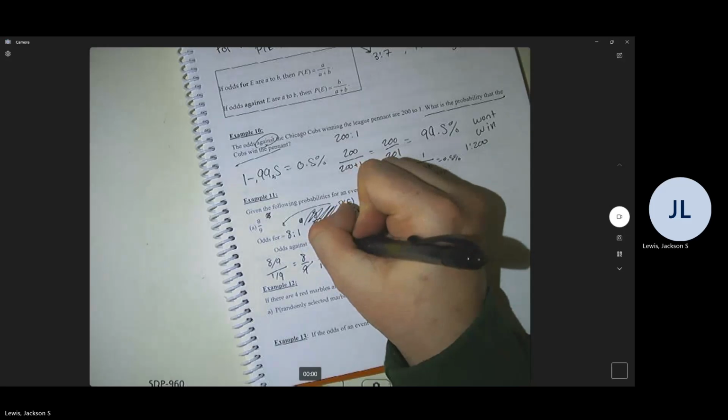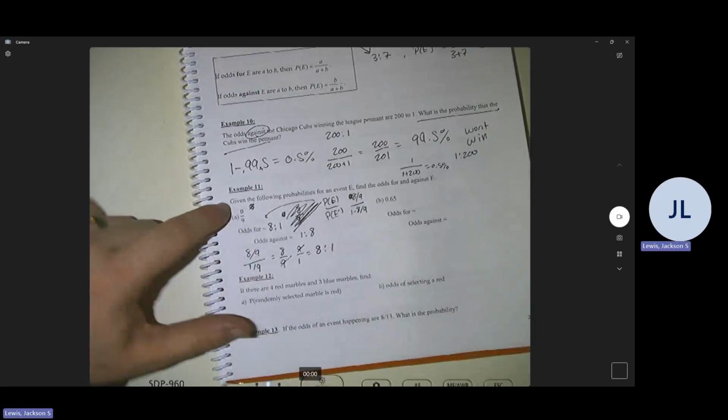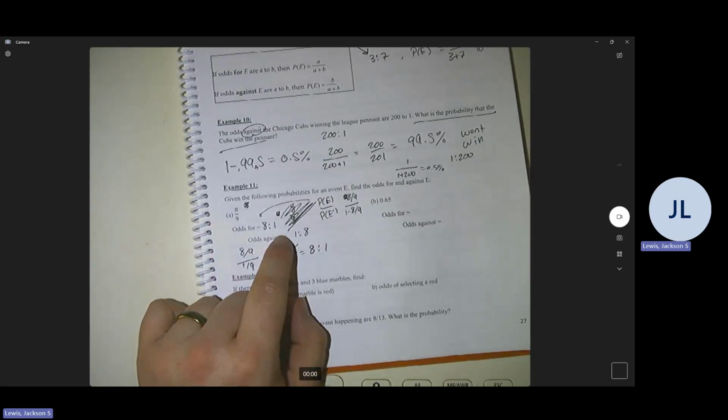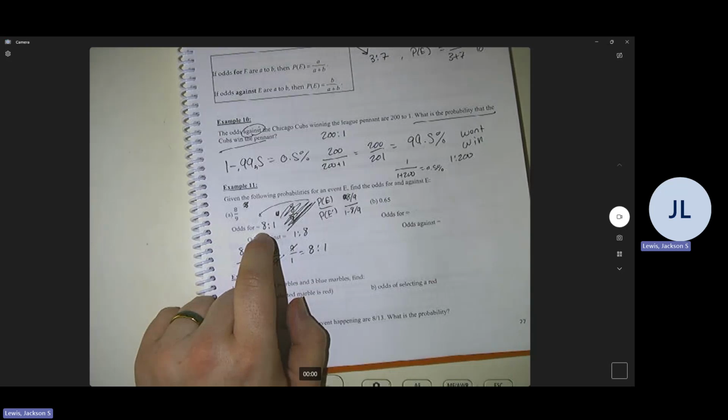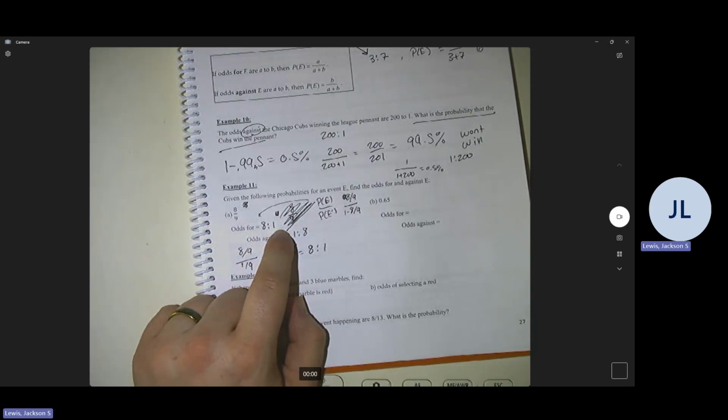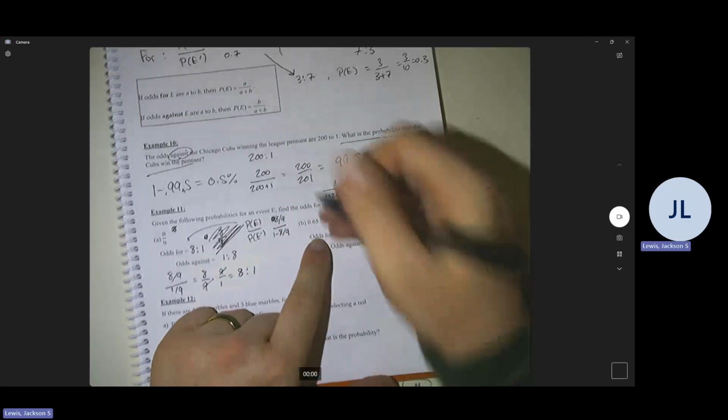And the odds against, I just flip that around. 1 to 8. So this is the same thing as 8 on 1, or 8 to 1. And that makes sense, right? This is saying that out of 9 total possible ways, there's 8 ways of it happening, and that's what this is saying too. 8 ways of it happening, 1 way of it not happening. If I put those together, I get 9. And do the same thing here.